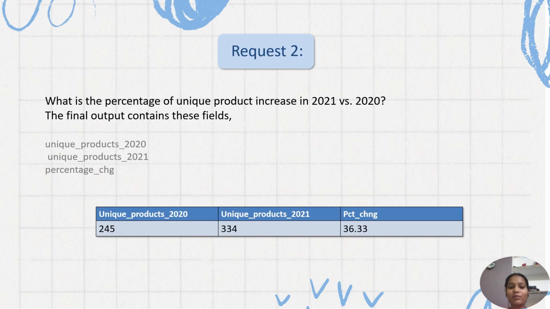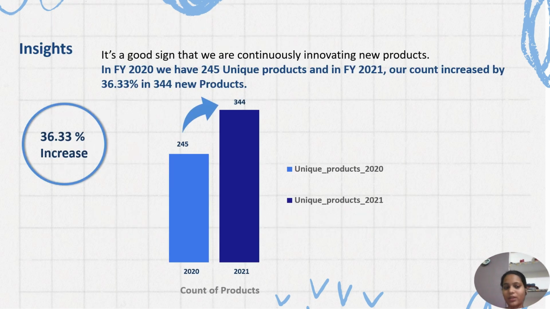What is the percentage of unique products increase in 2021 versus 2020? And the final output contains this display. Look, this is an SQL output. I will show you the Power BI. So the unique products count in 2020 is 245, and the unique products count in 2021 is 344. So it's a good sign that we are continuously innovating new products.